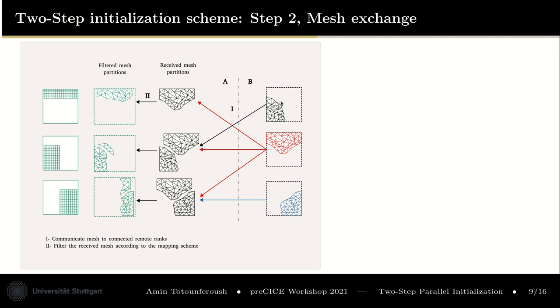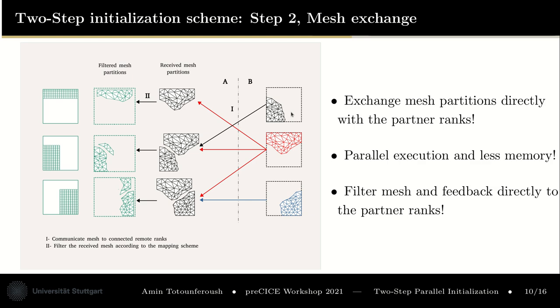For example, this rank just sends it here, and this rank sends to all other three ranks of solver A. After communicating mesh partitions, the ranks of solver A can compare their own mesh partition to the received mesh partition from solver B and find out what is the list of data that must be communicated during the runtime. As you can see, this is completely parallel.